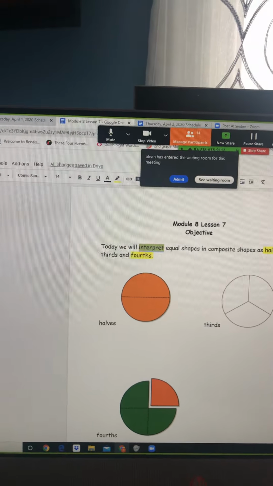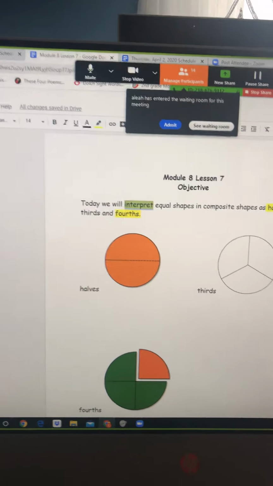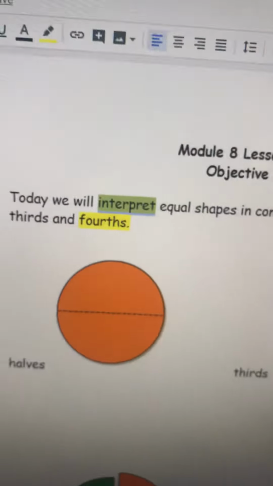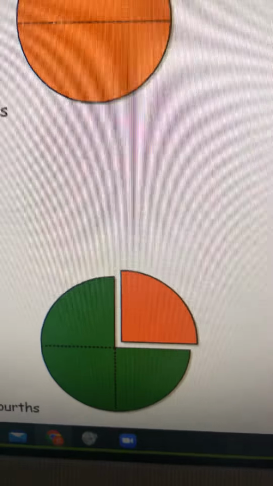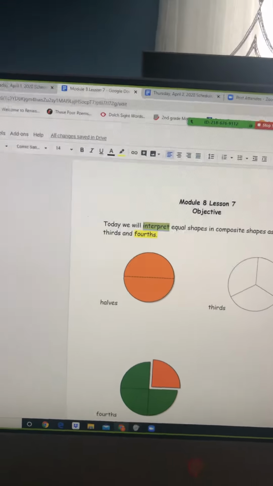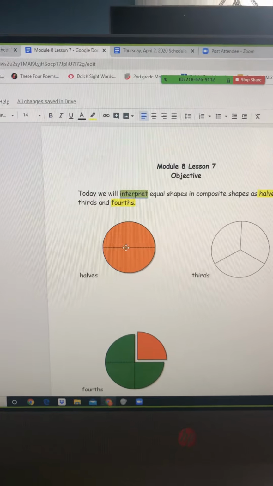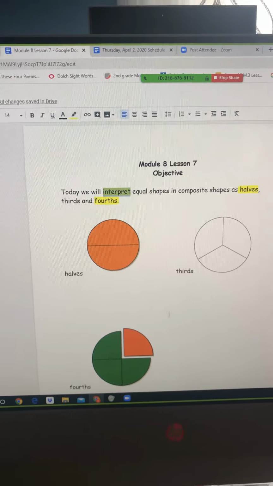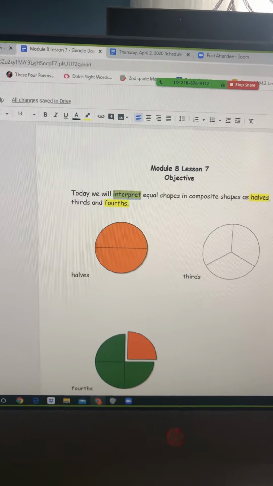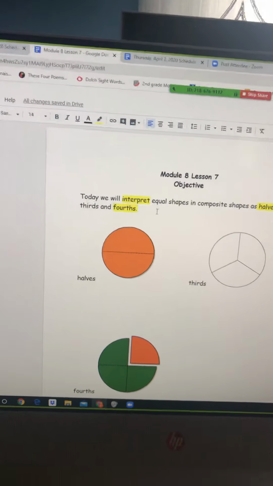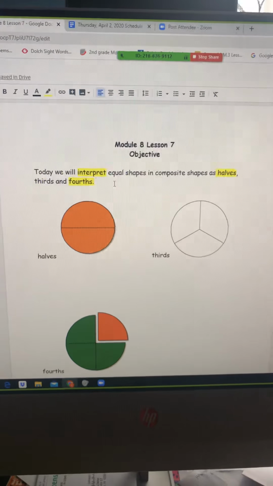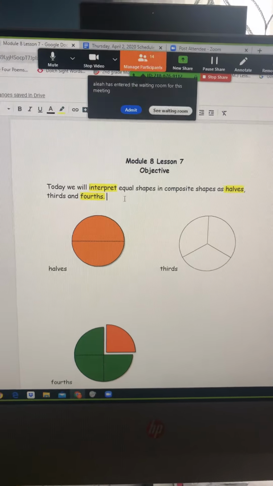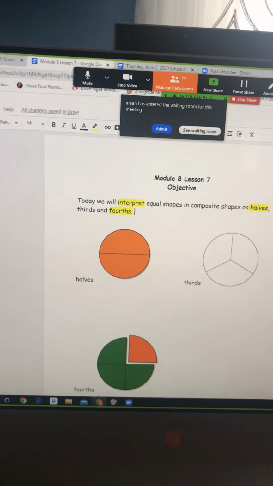Sometimes the pieces are not going to be the same size. If they're not the same size, then they're not halves, they're not thirds, and they're not fourths. They have to be the same exact size. The composite pieces that we break it into have to be the same size. Interpret means we're going to decide, do the pieces look to be the same size or do the pieces not look to be the same size? Any other words?